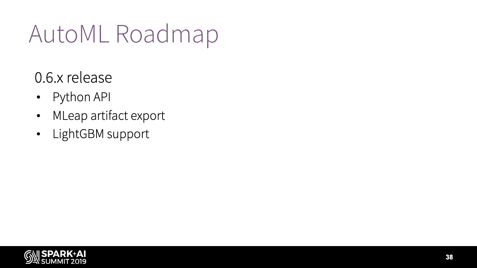And then in the 0.6 release, there will be a Python API, an MLeap artifact export, and LightGBM support. So that's kind of the ideal roadmap, right? And again, this is something that's managed by the field, so timelines here are a little bit flexible. But that's kind of the content that we had for today.